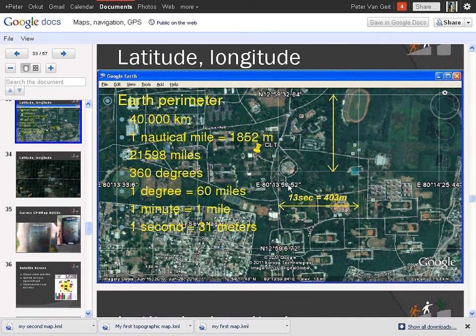Here again, I'm repeating that calculation between kilometers, miles, minutes, degrees, and seconds that we're going to work with when we use mapping programs and GPS units. Always keep that in mind. I think now we have sufficient knowledge to do some interesting mapping stuff. So let me close this chapter here.